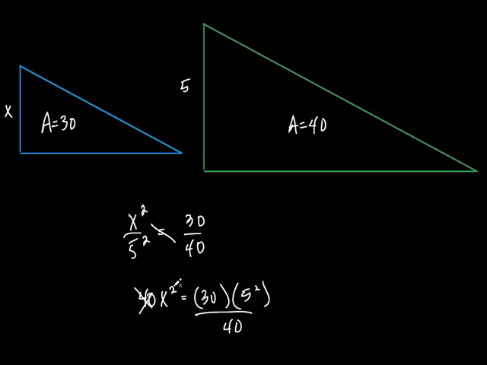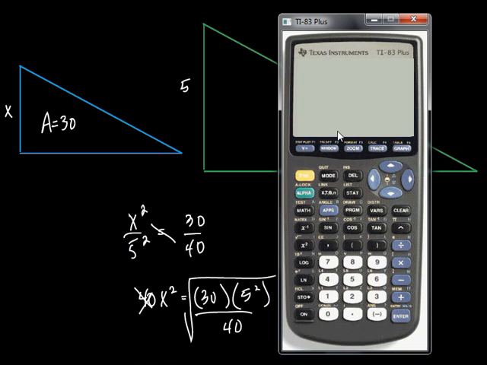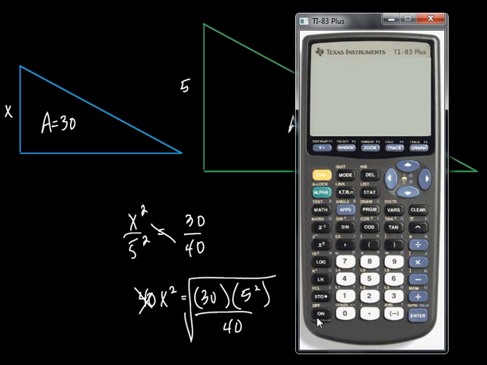And then what do you do to get rid of that square? Not square it, square root it. So that should give you your answer. Let's see if it does. I'm going to do this. I'm going to go 30 times 25. Divide that by 40. That gives me that. Then I'm going to take the square root of that. Square root of my answer. Oops, I did something wrong. Let's clear that. Square roots of my answer.